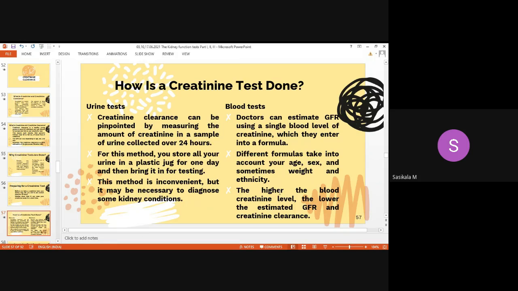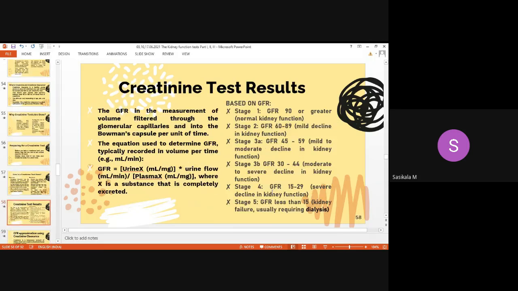Okay, and the higher the blood creatinine level, the lower the estimated GFR and creatinine clearance. Right? If the blood creatinine level is increased, what information does it tell? If the level is increased, definitely the kidney is not functioning properly. That means GFR will be reduced, filtration rate will be reduced. That's why creatinine has increased, and creatinine clearance also will be reduced. That's why we find increased blood creatinine level.